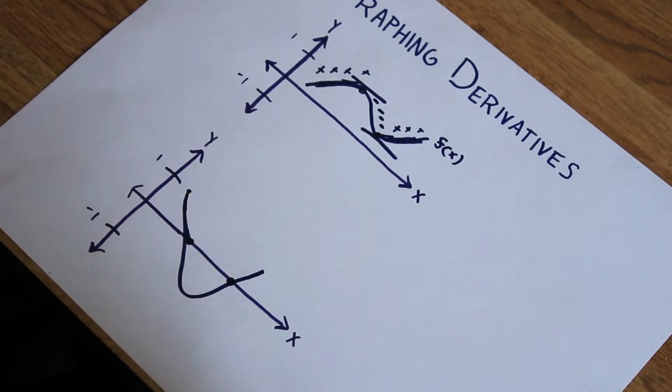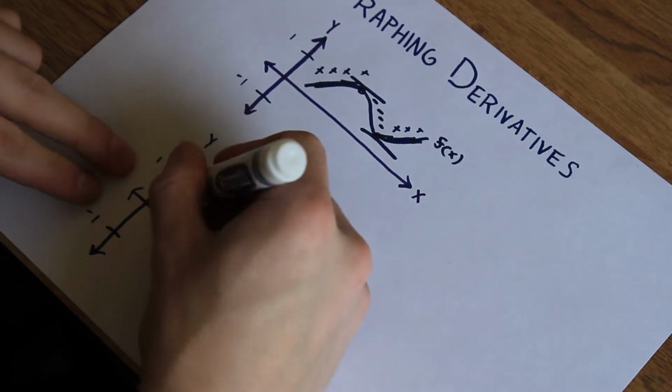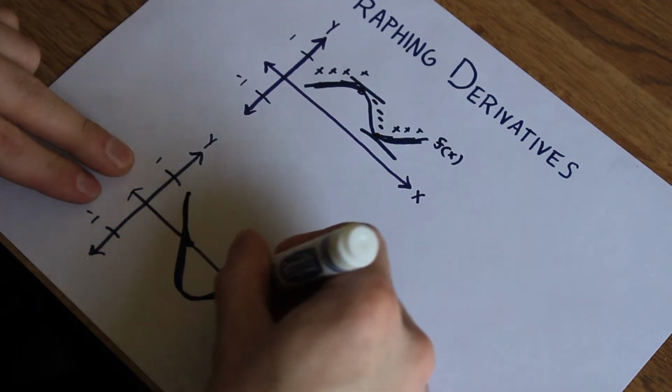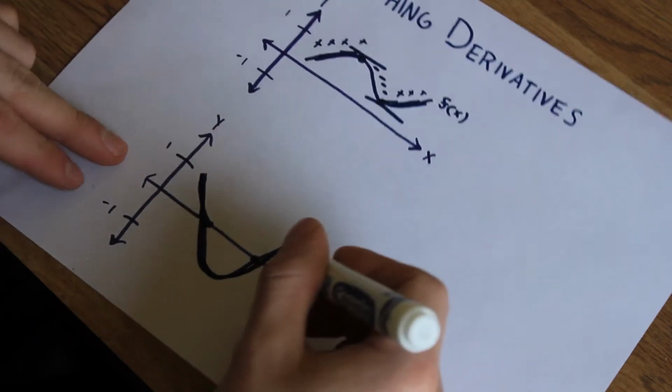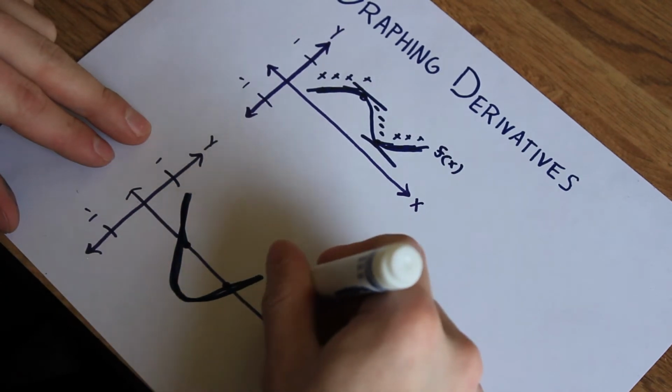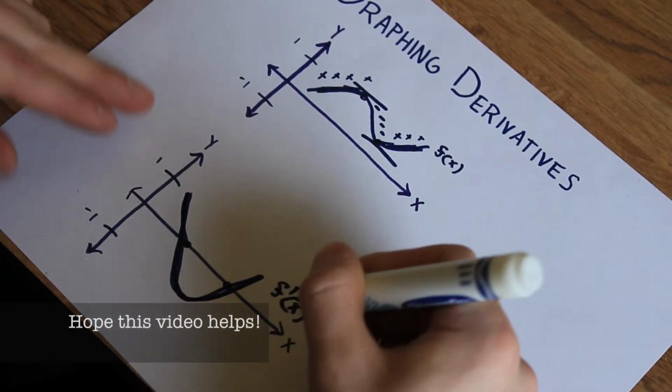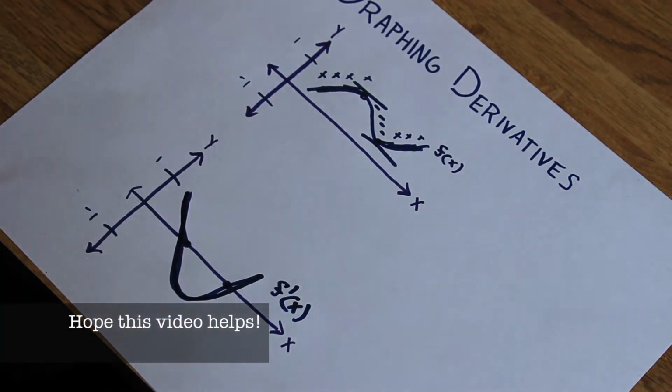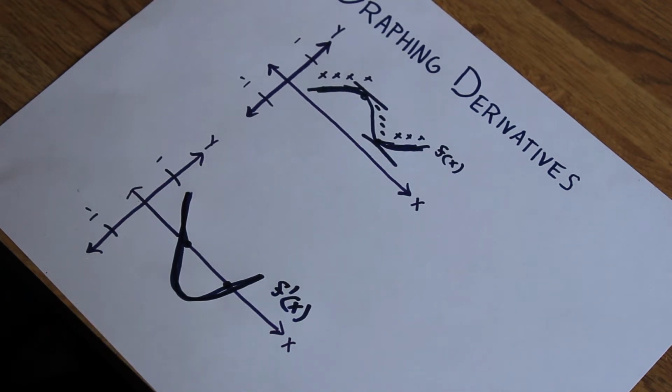So what we should have for a graph is a parabola graph, and that is going to be our f prime of x and our first derivative. Our first derivative could be something like velocity. That would help better explain our position function.